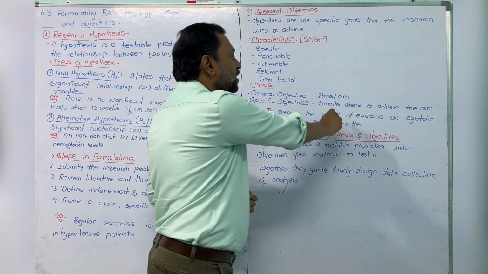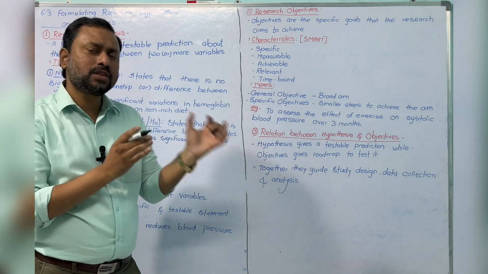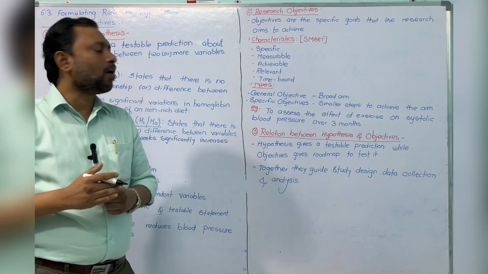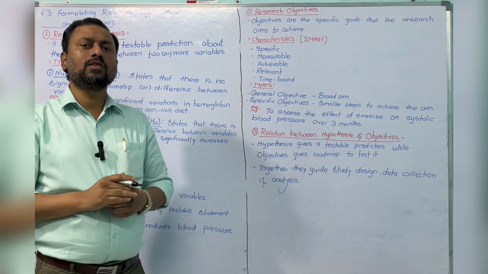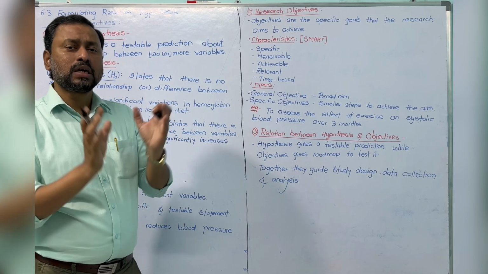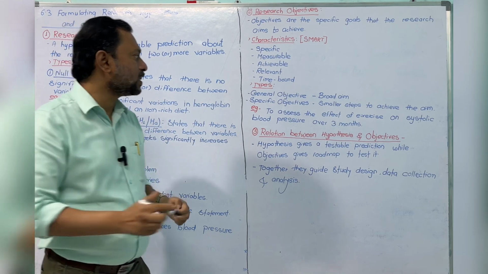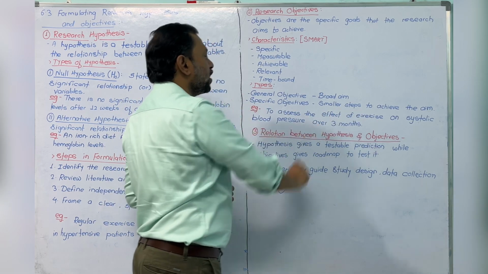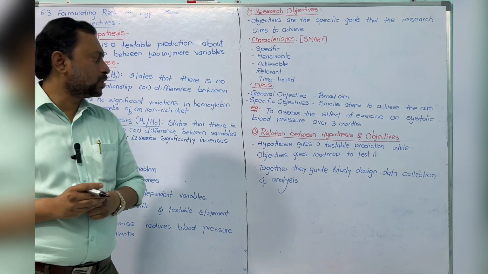An example is to assess the effect of exercise on systolic blood pressure over 3 months. Over the 3 months you assess whether, if you regularly do the exercise, the blood pressure reduces or not. It means you have to regularly monitor the blood pressure and decide the time period and how many times you have to do the exercise. Like that, you take small steps: assess the effect of exercise on systolic blood pressure over 3 months. This is called a research objective.